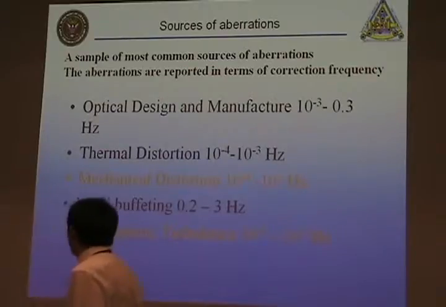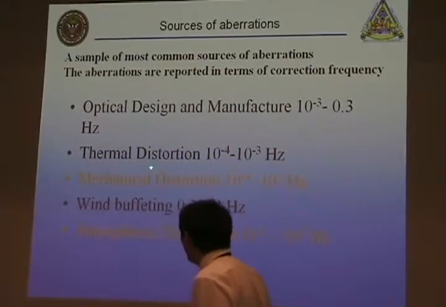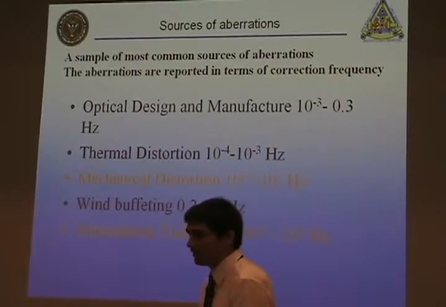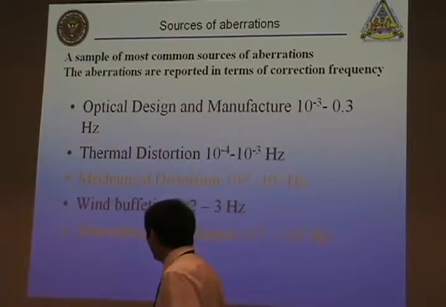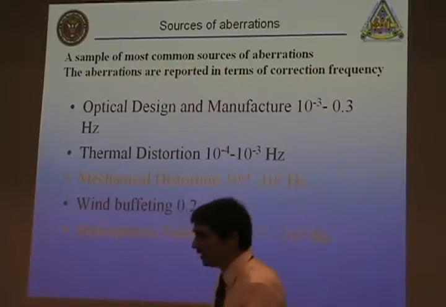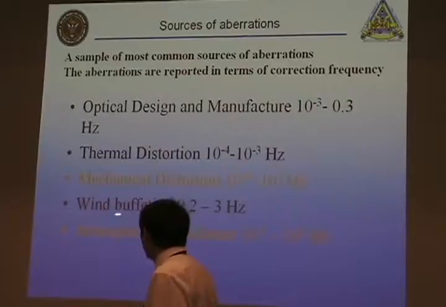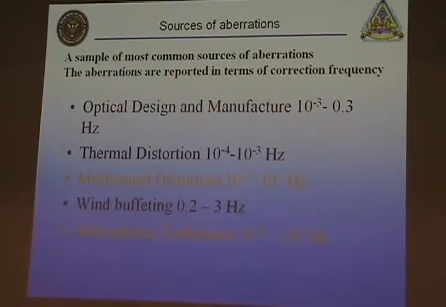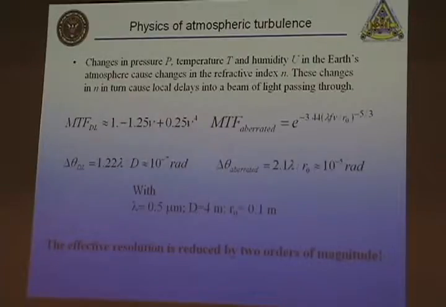Sources of aberration include thermal distortion and mechanical distortions, such as vibrations, or wind hitting your telescope and causing buffeting. And then the big one is atmospheric turbulence.